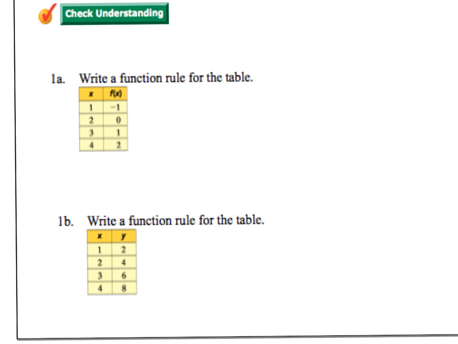So again, it's a little bit of logic and a little bit of luck. And sometimes you have to guess and check, and they definitely get more complicated. But don't let that stop you. There's a rule there, and you can figure it out.